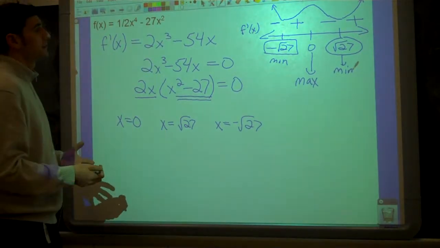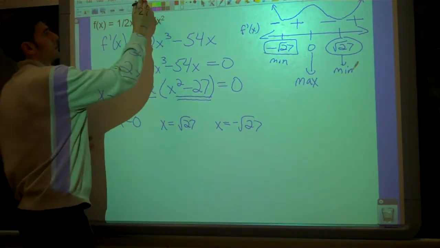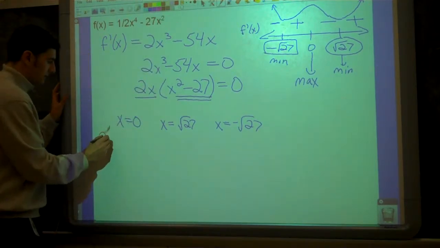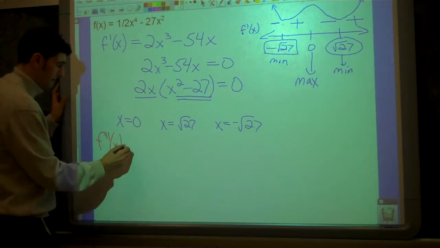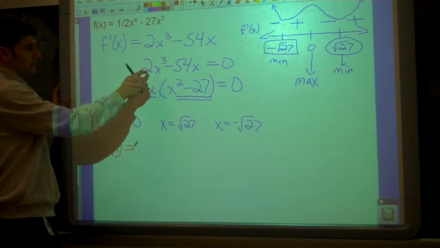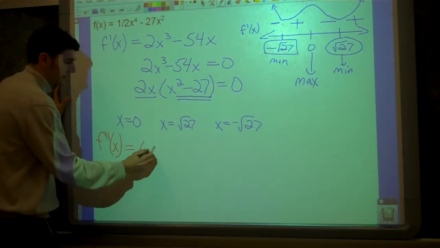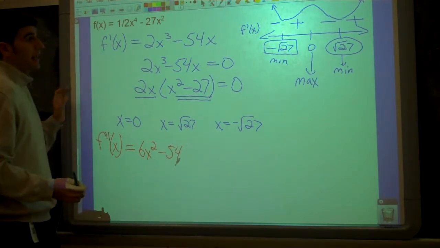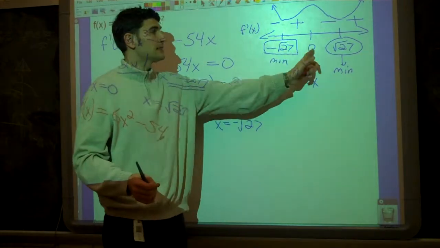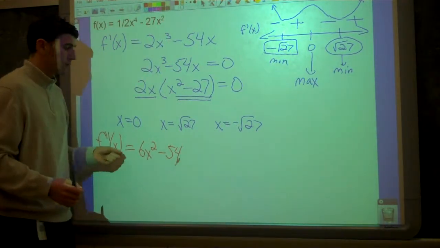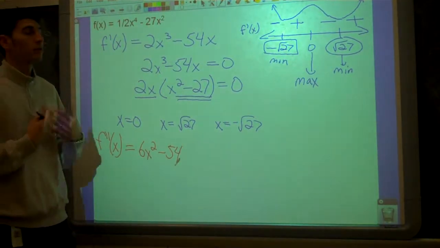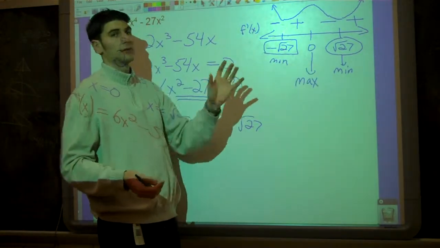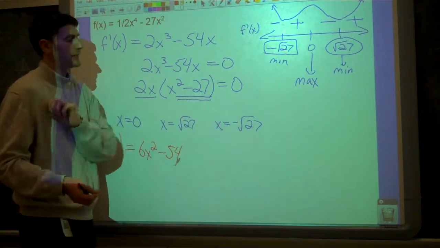Another option would be to take the second derivative test. I'll do the second derivative test in red. The second derivative of this function is 6x squared minus 54. To classify these critical values using the second derivative test, I just need to know whether those critical values have a positive second derivative or a negative second derivative. That will tell me whether it's concave up or concave down.